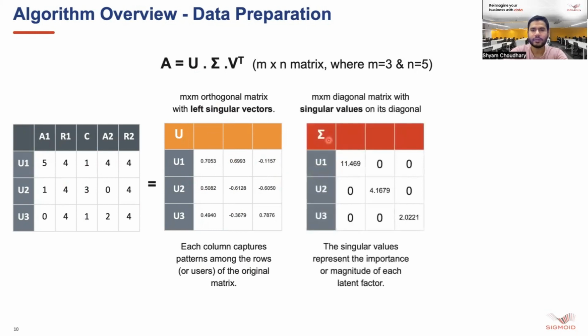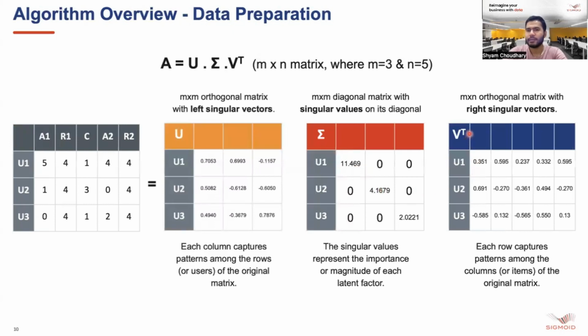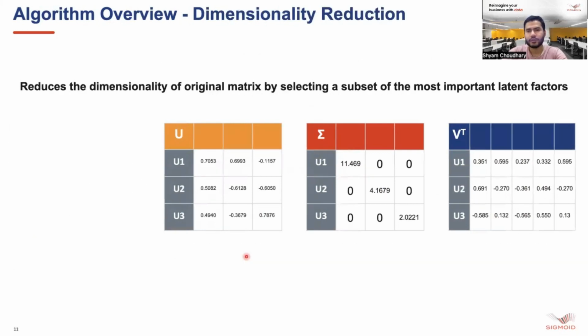Next is a singular matrix called sigma. It has diagonal values, singular values, and these singular values represent the importance or magnitude of each latent factor. So the higher the value, the more important that latent factor. And finally we have the V to the power t matrix. It's an orthogonal matrix with right singular vectors, and each row captures the patterns among the items of the original matrix. So the first matrix captures patterns among the users, and the last matrix captures patterns among the items.